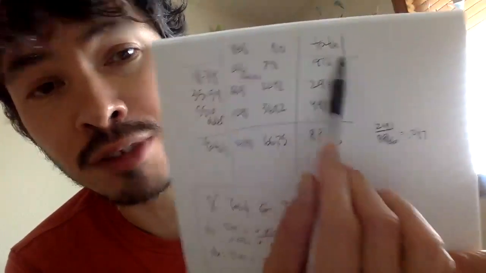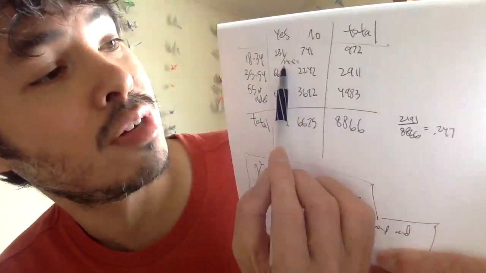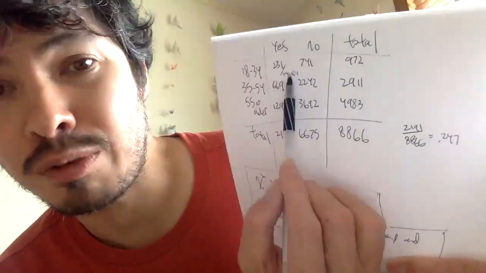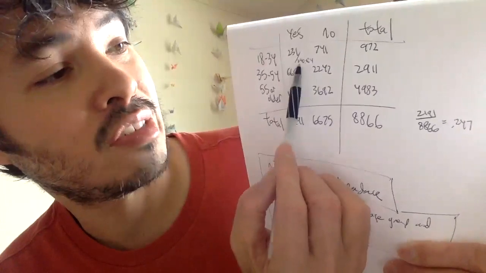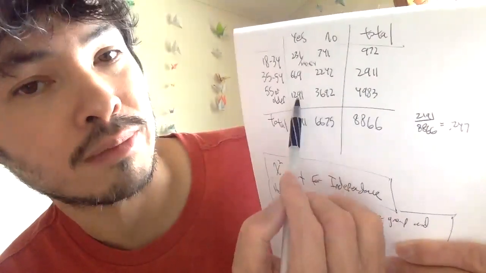Okay, so I just did 972 times 0.247, and we would expect 240.084. We got 231. That's pretty close. So this is the observed 231, and this is the expected 240. And you could do that for each cell.